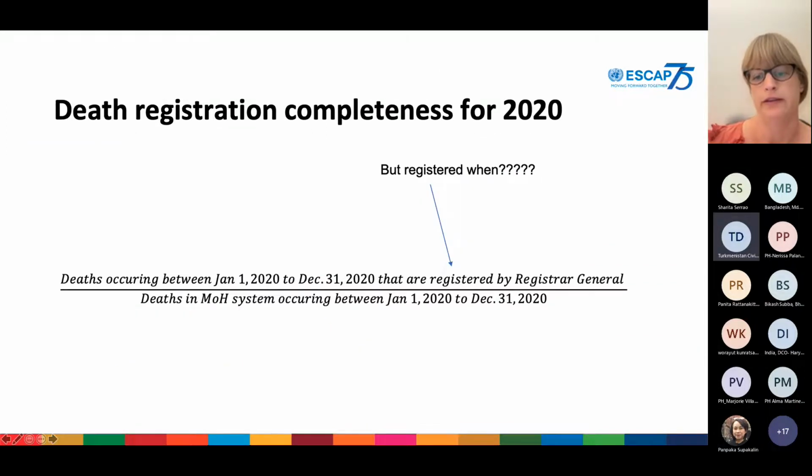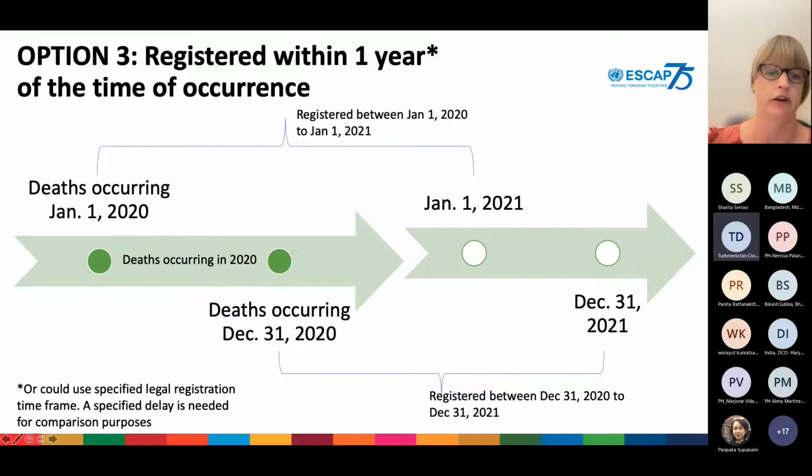We also discussed how to deal with delayed registration, or how we measure registration. And for the purposes of this workshop, we'll be looking at a 1-year period for registration, so up to 1-year delay of registration, because this allows us to track how registration is improving or not improving over time within our own country and compare to other countries as well.